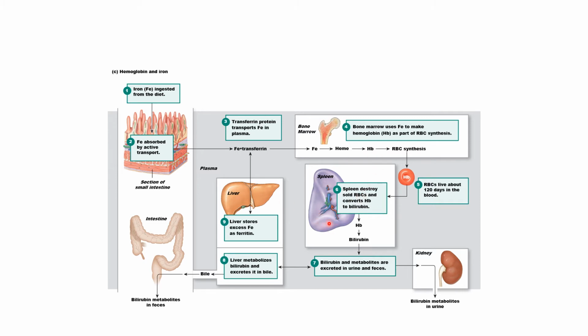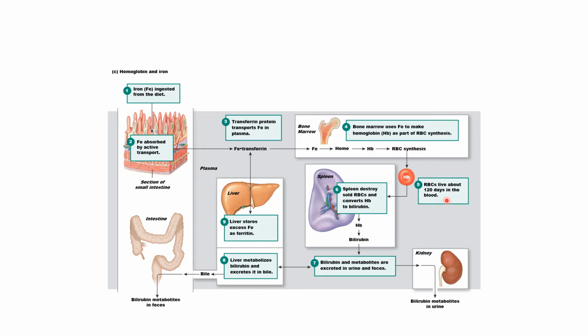Now, our spleen is known to destroy our old red blood cells. Our old red blood cells only live for about 120 days. Then those red blood cells are going to be destroyed by our spleen. And when we break down our red blood cells, we are basically going to break down our hemoglobin. So we break down the globin chains, we break down the heme discs, we get iron.